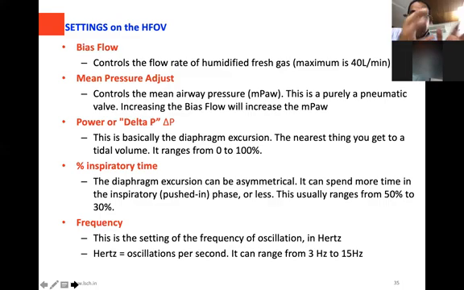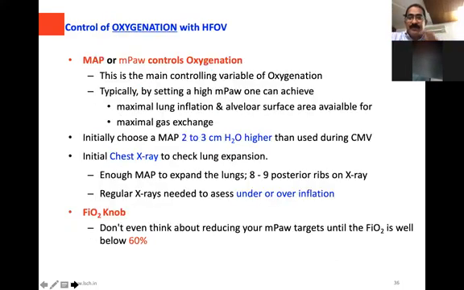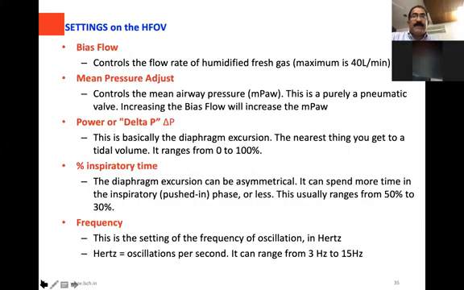So having said that briefly, let us go to what are the modes that we have. First thing is your bias flow. The first and foremost thing is your bias flow. It controls the flow rate of fresh humidified gas. And here the maximum is about 40 liters per minute. Usually we don't change this.